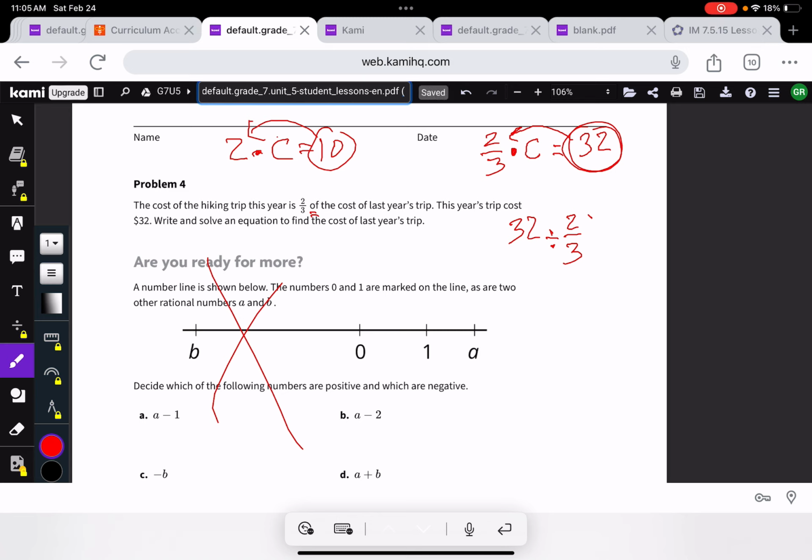Or, as it ends up, I'm going to take 32. I'm going to do keep. I'm going to do change. I'm going to do flip.